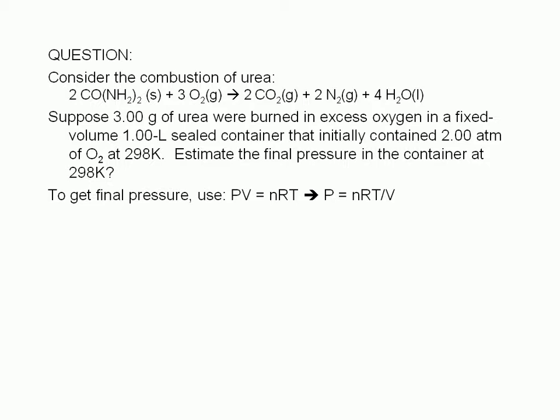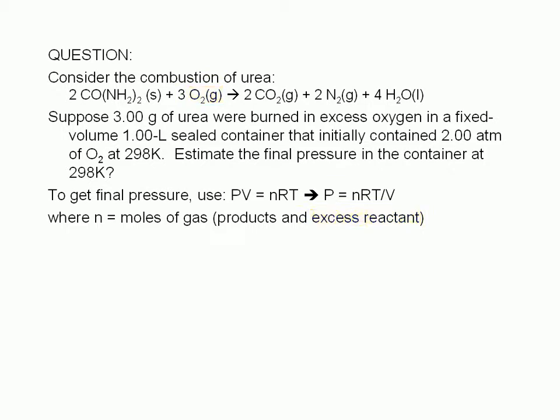To get the final pressure, we use the ideal gas equation, PV equals nRT, which we need to rearrange in order to solve for P. In this equation, n is the number of moles of gas. Based on the information given in the problem, the gases we expect to find after the reaction occurs are carbon dioxide and nitrogen, as well as the leftover oxygen.